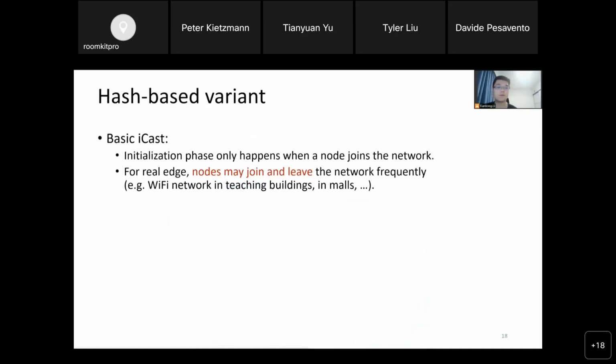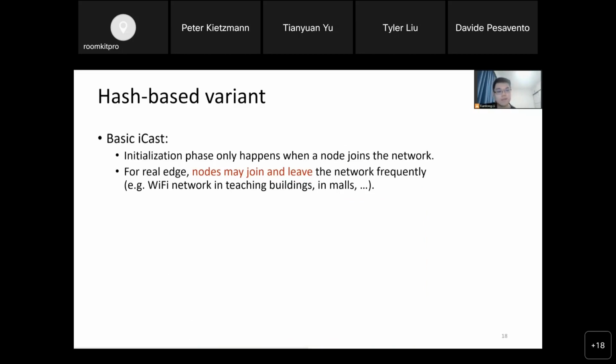Well, in our paper, we also propose a hash-based variant. This variant is mainly for mobility scenarios. In the basic ICAST, the bit position allocation happens only once for each node. This is negligible for a relatively static network. However, consider common cases at the real edge, such as the Wi-Fi network in a teaching building or mall, where people with laptops and phones come and go. In these real environments, nodes join and leave the network frequently, which may cause a high bit position management overhead.